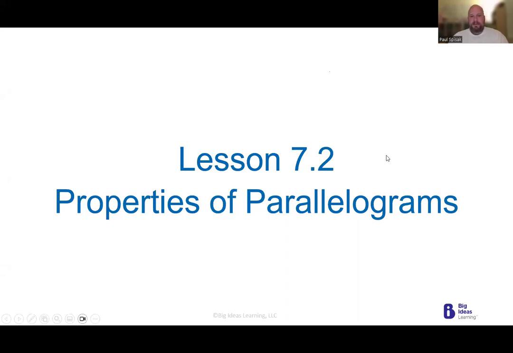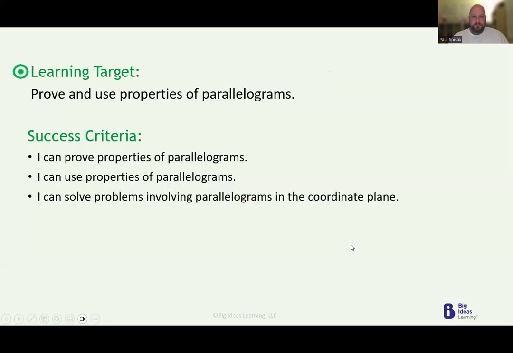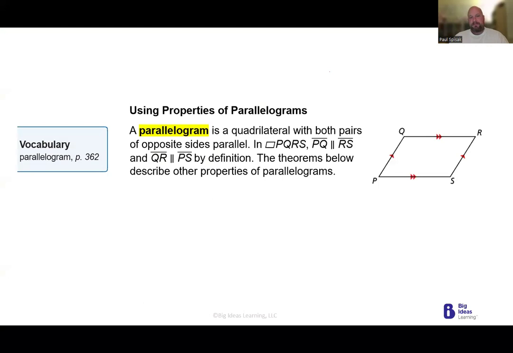All right, lesson 7.2, properties of parallelograms. We are moving on from the idea of the sum of all the angles for all the different polygons, and now we're going to start focusing just on quadrilaterals. So 7.2, properties of parallelograms. We are going to look at proving properties of parallelograms, using properties of parallelograms, and then solving problems involving parallelograms in a coordinate plane.